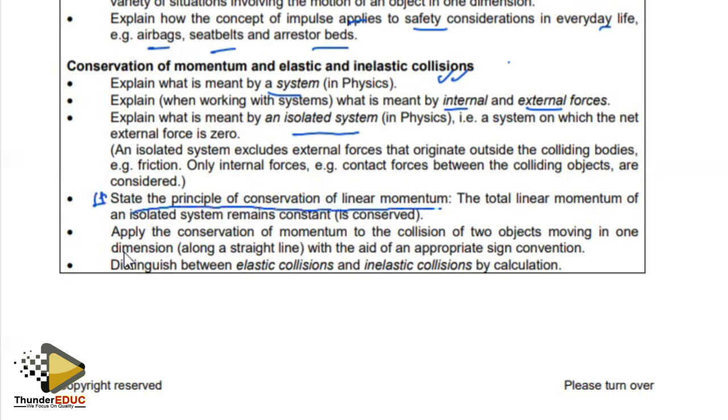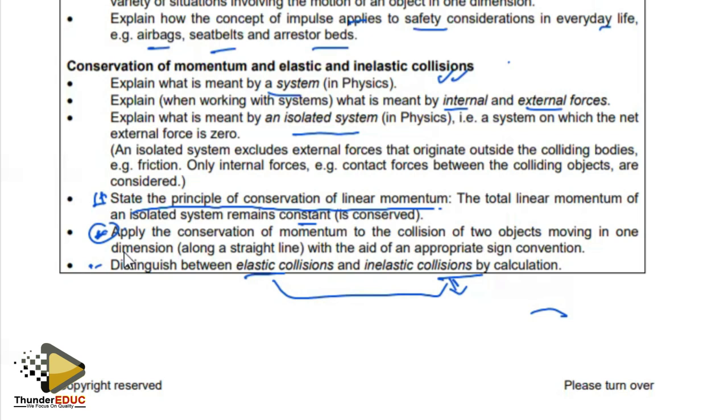Know how to state this, that the total linear momentum of an isolated system remains constant. Then we need to know how to apply this and then distinguish between elastic and inelastic. The confusion usually comes when, I've seen learners giving reasons like inelastic is when objects collide and then they separate and move separately after the collision. That is wrong. It's not more like elastics in clothes and rubber bands, no, it's completely different.